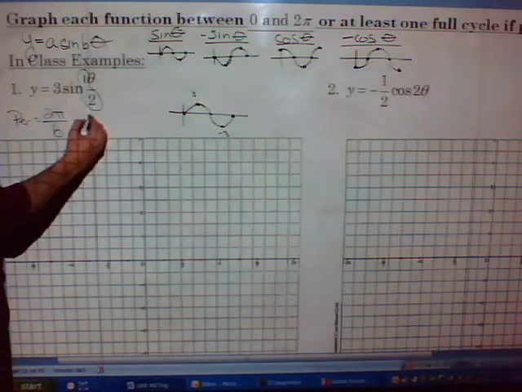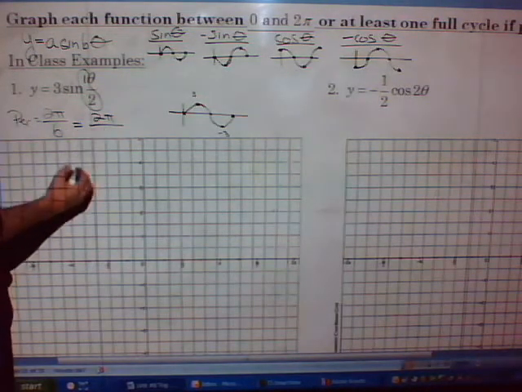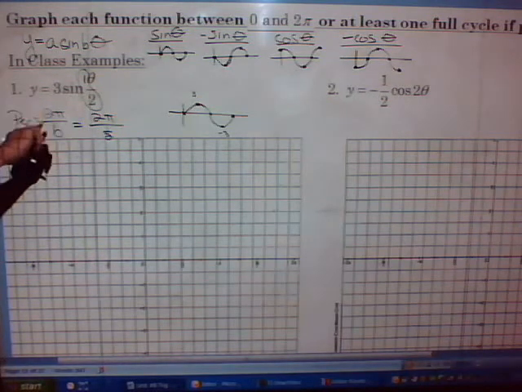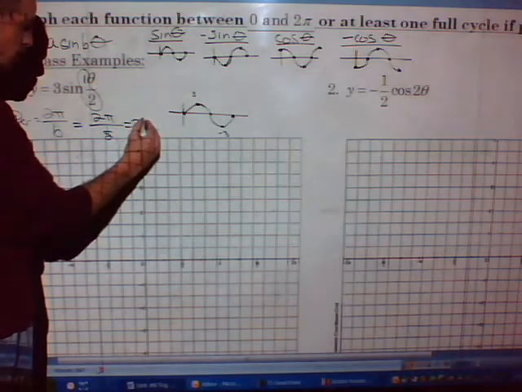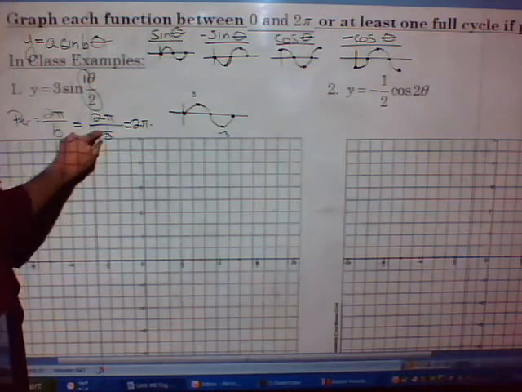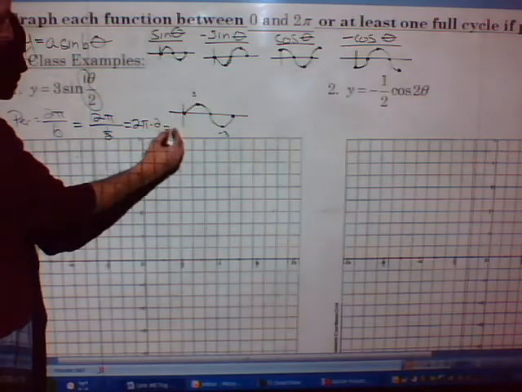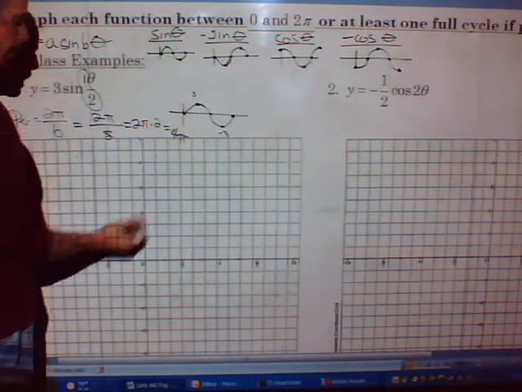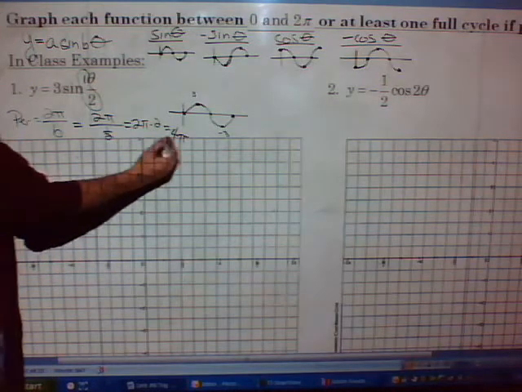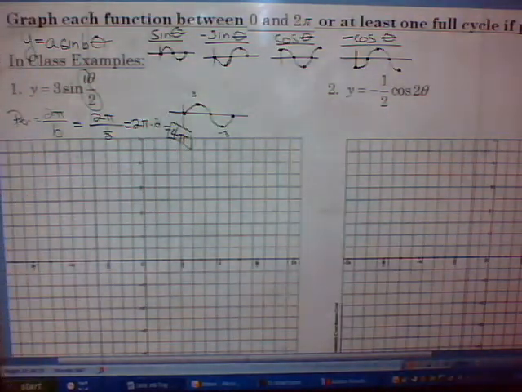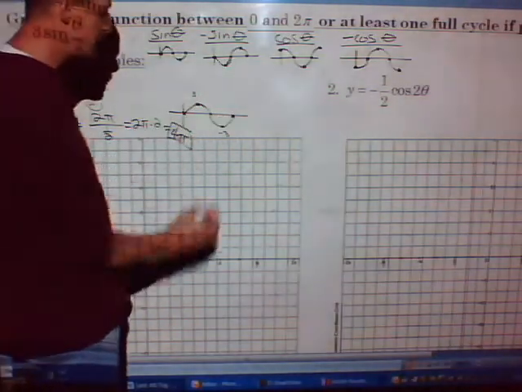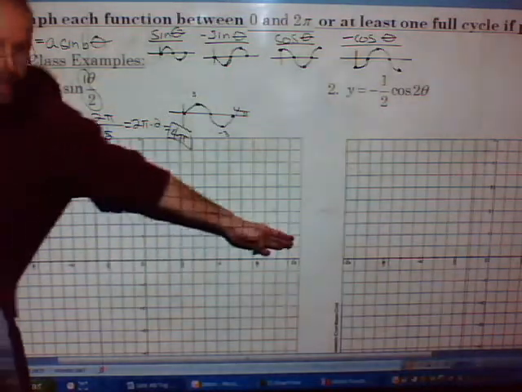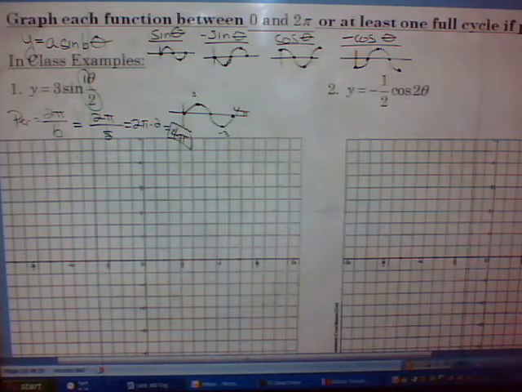So in this case, this is 2 pi divided by 1/2. So when you divide by a fraction, you multiply by the reciprocal. So this is 2 pi times the reciprocal of 1/2, which is 2. So this is 2 times 2 pi, which is 4 pi. So our period here is 4 pi. That means the distance between our first and our last point is 4 pi. Now, we can go ahead and start looking at sketching our graph.